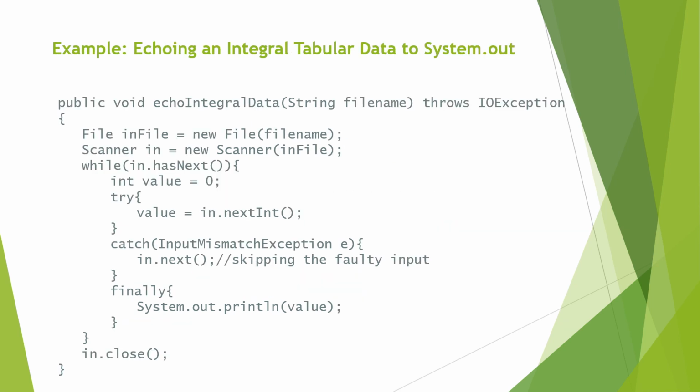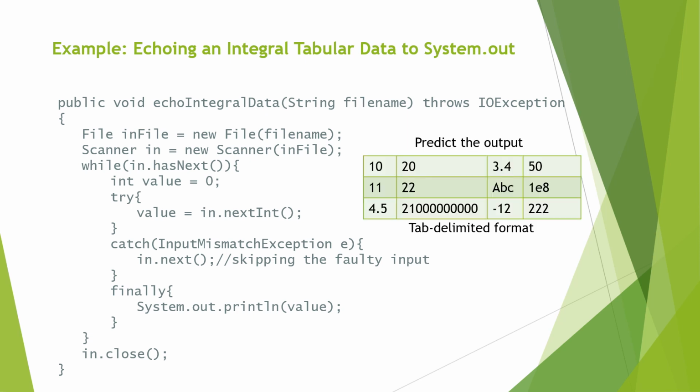Now let me show you a very simple example. Let's say you have tabular data, basically a table that is stored in the form of a tab delimited text file. What does tab delimited format mean? This table of numbers and strings can be stored in a text file in the following way.